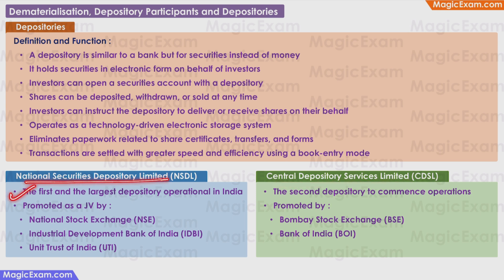NSDL is the first and the largest depository currently operational in India. It was promoted as a JV or a joint venture by the National Stock Exchange and the Industrial Development Bank of India or IDBI, and also the Unit Trust of India, UTI. The Central Depository Services Limited, that is CDSL, was the second depository to commence operations in India, and it is a little smaller than NSDL. And CDSL was promoted by the Bombay Stock Exchange and the Bank of India.